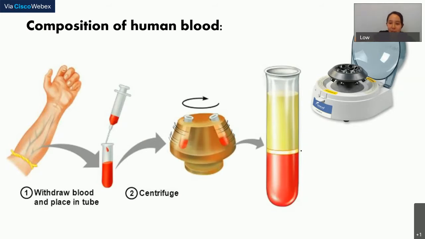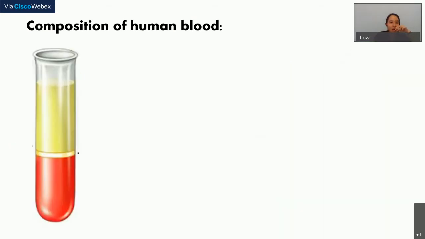Then you will basically get 3 layers, just like in the picture. The picture on the right top is the centrifuge machine. It does a quick spin so that it can separate all your material. The lower part of the test tube will have the materials that are heavier, and the upper part is the lighter one. So we'll have 3 parts.